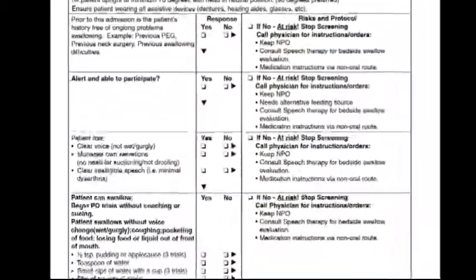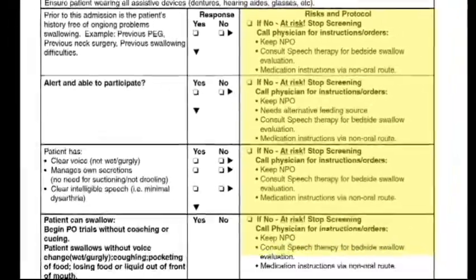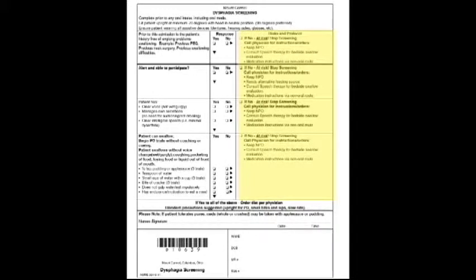However, if you ever need to respond no to a question, you move to the right-hand side where it talks about how you need to stop the screening, call the physician for additional instructions or orders regarding medications that can be taken in a non-oral route, keep the patient NPO, and consult speech therapy for a full bedside swallow evaluation. The form is divided into 4 major sections with a few sentences of general instruction at the top of the form and a few at the bottom, and we'll review those.